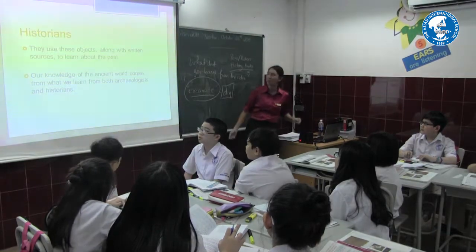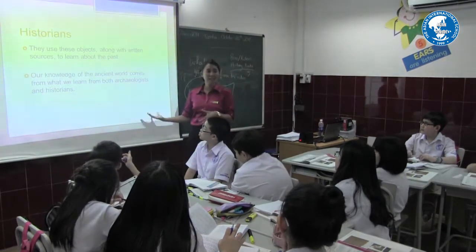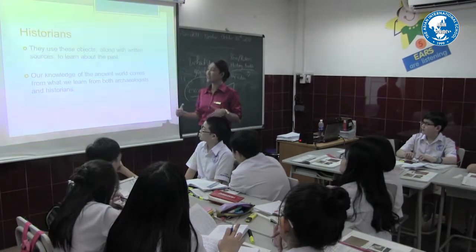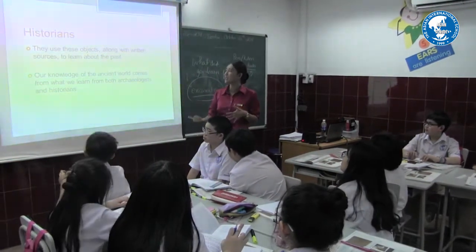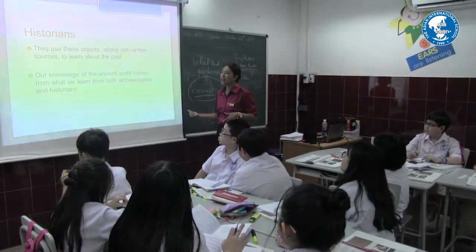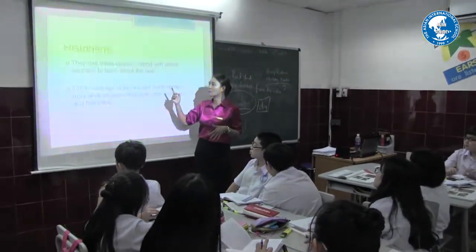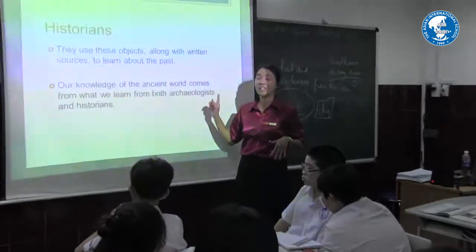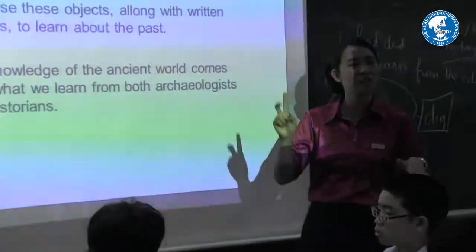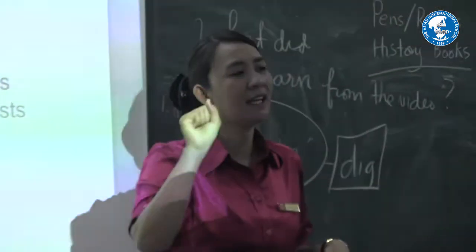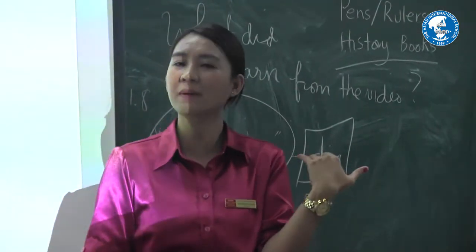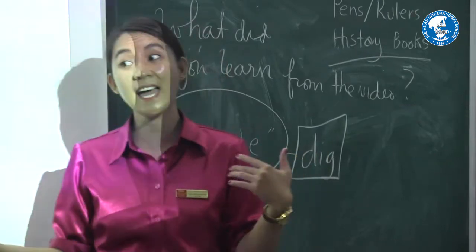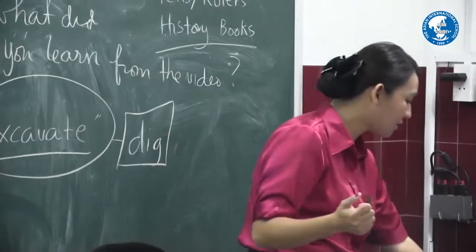So let's try this one, class. Now, historians, let's take a look at the slide. They use these objects along with written sources to learn about the past. Our knowledge of the ancient world comes from what we learn from both archaeologists and historians. So class, what do you call again those two people who are very important for us to learn about our history? Historians and archaeologists. Very good.